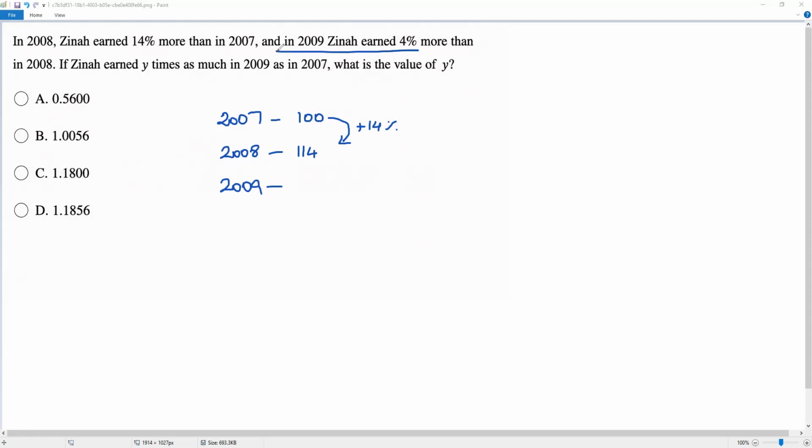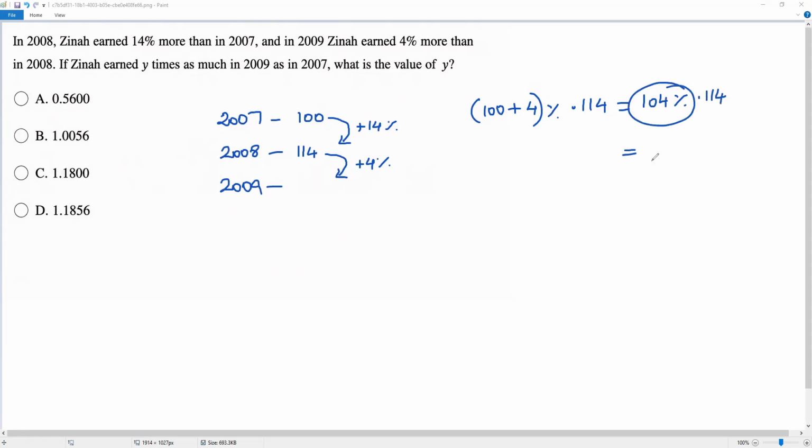Now let's consider this information. That is, in the year 2009, the earning is 4% more than 2008. Now, to get the earning for 2009, this 114 has to be increased by 4%. Okay, let me do the calculation. That is 100 plus 4, since we increase by 4%, percentage, times the value that we are trying to increase by 4%. We are trying to increase this 114 by 4%, so we write that over here. 100 plus 4 is 104, that is 104% times 114.